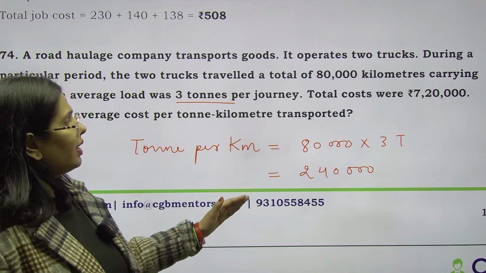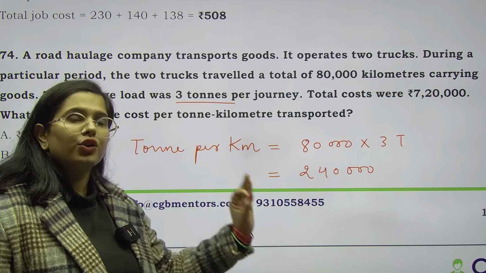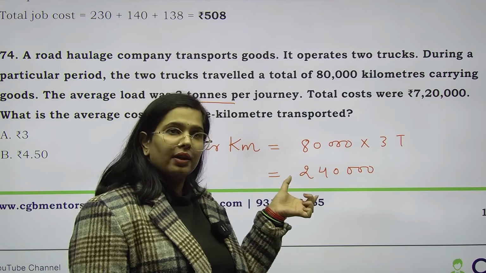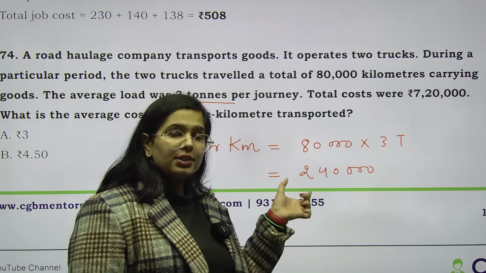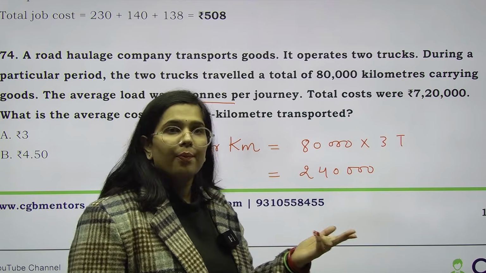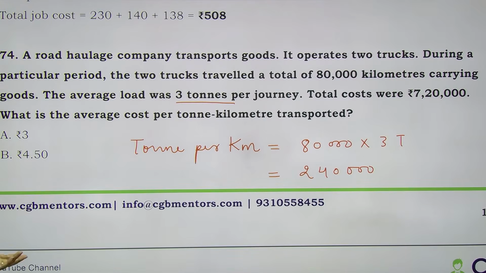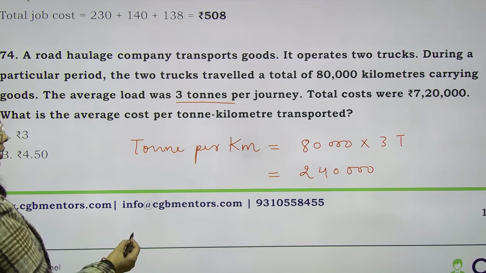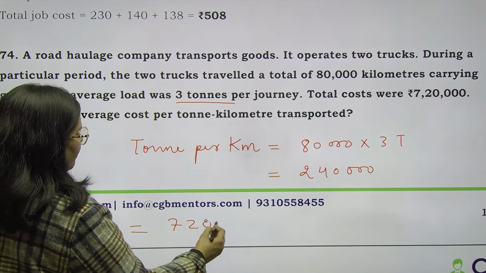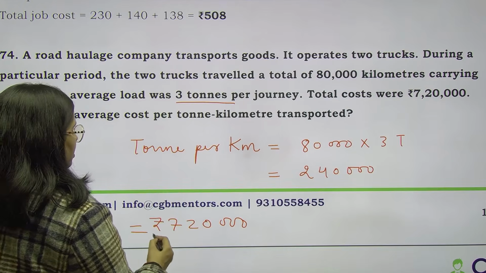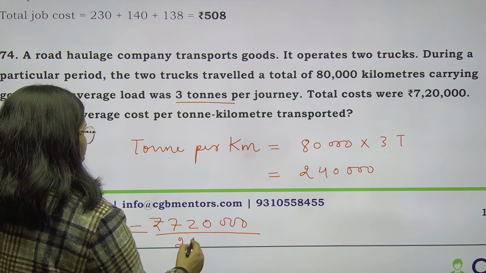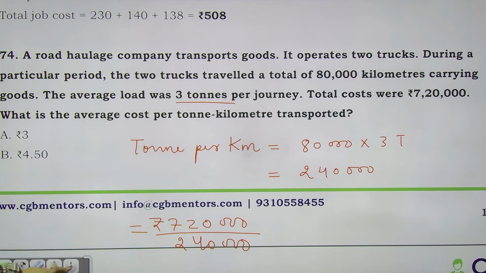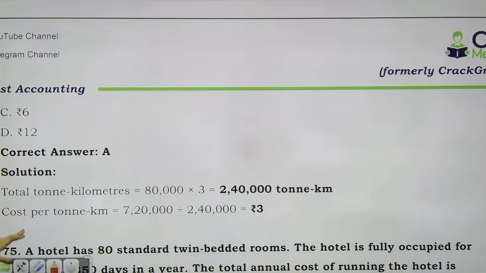So that is why it is very, very important to find out a composite unit, because you are going to charge the customer not just for 80,000 kilometers, but it has to be enhanced because the load that you are taking is more. Okay, total cost is given as 7,20,000. You have been asked what is the cost per ton kilometer. How easy is that? Easily I will divide it. 7,20,000 divided by 240. Easy. The answer would be 3.